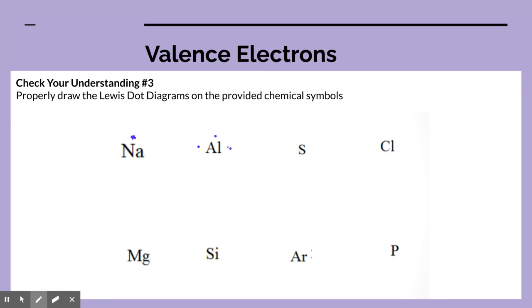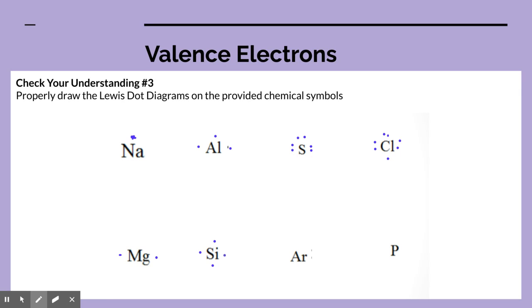Sulfur here is going to be found in 6A. So it means it's going to have 1, 2, 3, 4, 5, 6. Chlorine is going to be found in 7A, so that means it's going to have 7 valence electrons, so it's going to be 1, 2, 3, 4, 5, 6, 7. Magnesium is found in 2A, so it's going to be 1, 2. Silicon is going to be found in 4A, so it's 1, 2, 3, 4.